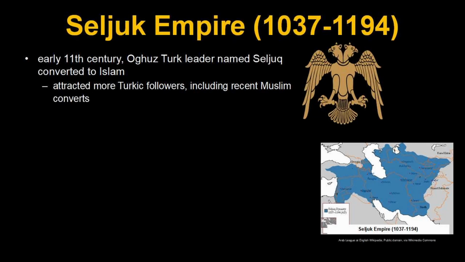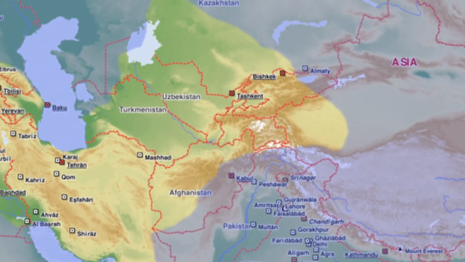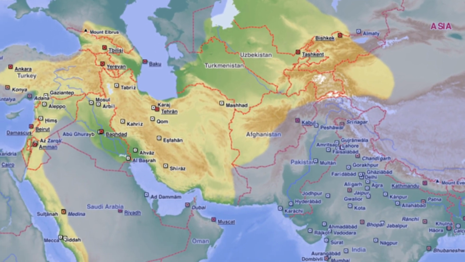The first state on our list is the Seljuk Empire. In the early 11th century, an Oghuz leader named Seljuk converted to Islam and began attracting more and more Turkic followers. Then they began migrating south and west, often being hired as mercenaries by other states, including the Abbasid Caliphate.